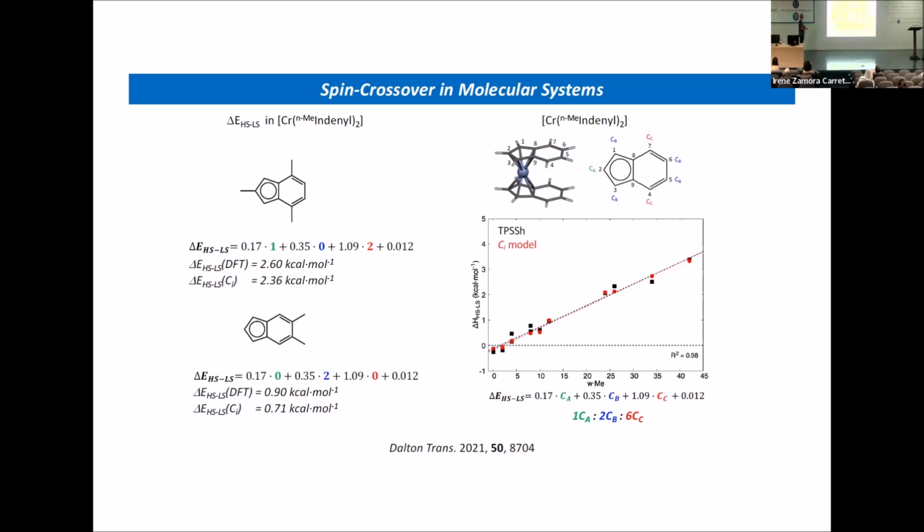So the model actually predicts this spin state energy gap very well, again telling you that if you want to get a very large splitting, the places in which you should target your functionalization are the C positions, and if you want to play in a more subtle way, you should either go for the B positions or for the A position.